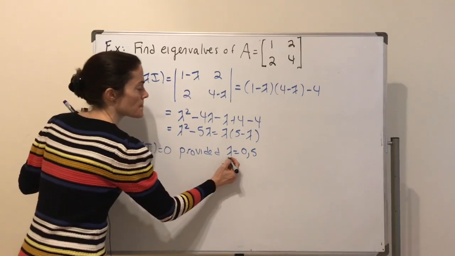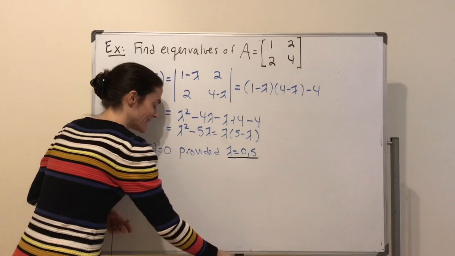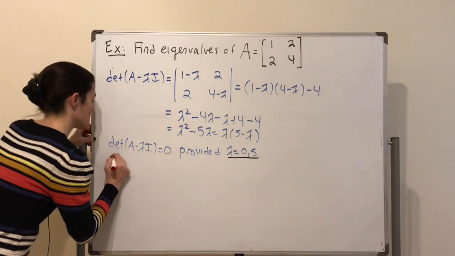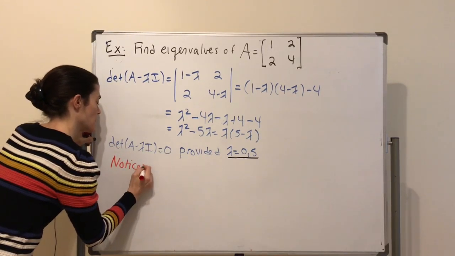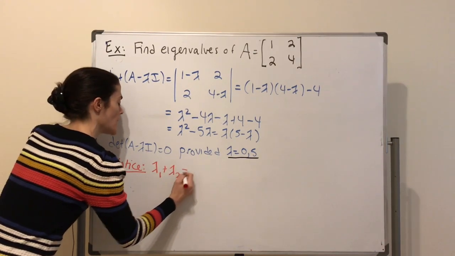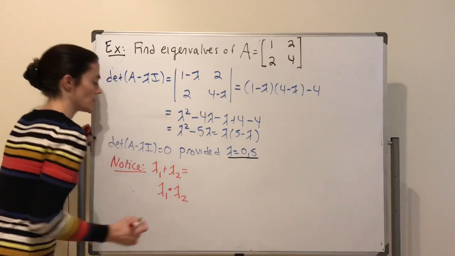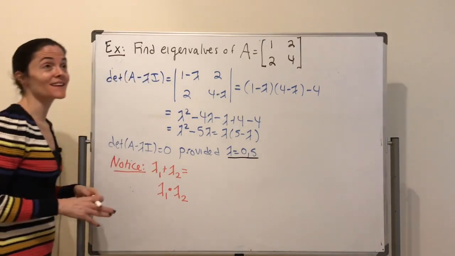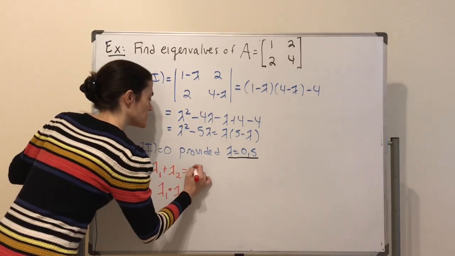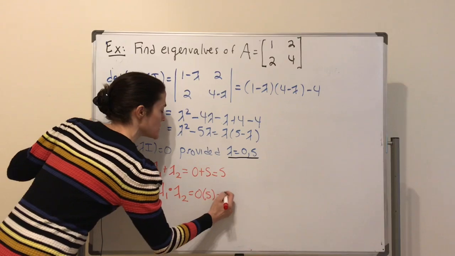Now, let me make an observation right now. We have two eigenvalues. Notice, if I take lambda 1 plus lambda 2, and on the other hand, if I take lambda 1 times lambda 2. So on the one hand, I'm adding eigenvalues. On the other hand, I'm multiplying eigenvalues. This is 0 plus 5, which is 5. This is 0 times 5, which is 0.